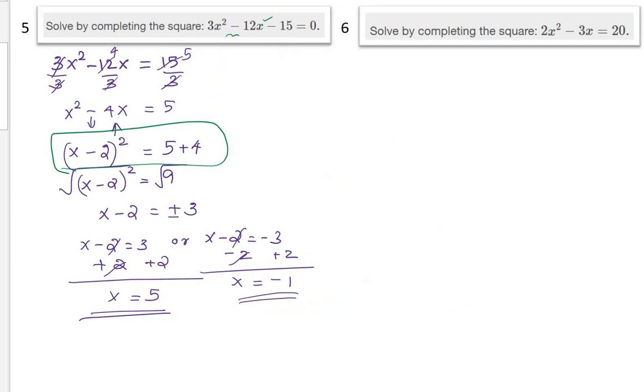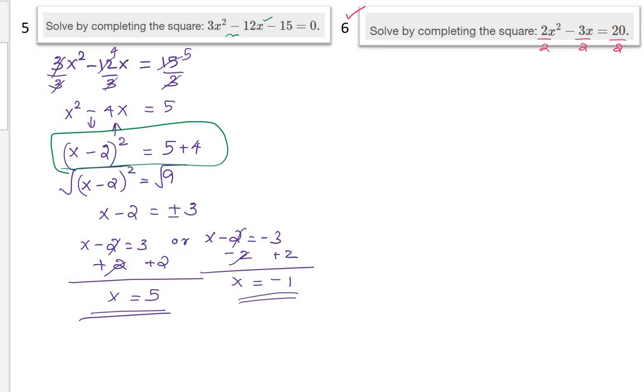Now let us solve this equation: 2x² − 3x = 20. Again, you can see that the leading coefficient, the coefficient of x², is not equal to 1. It is 2. So what we want to do is divide each term by that 2.